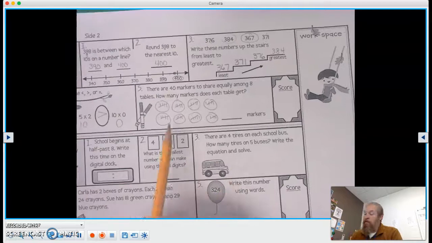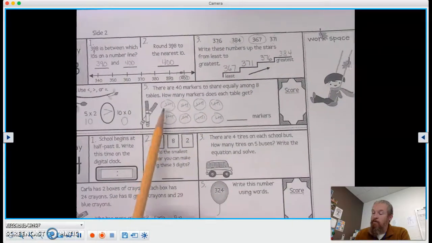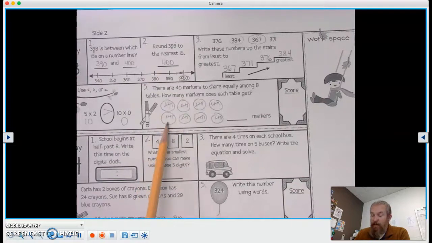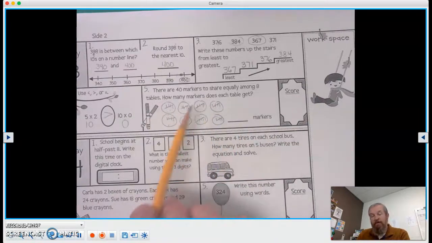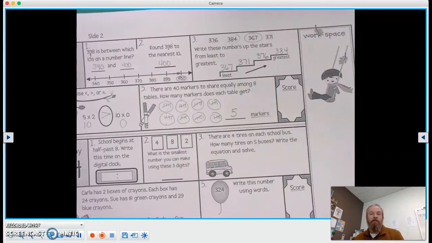All right, so each of these tables has the same number of markers, right? So there's 5 on this table, 5 on that table, 5, 5, 5, 5, 5, 5. So how many markers does each table get? 5, and the label is already done there for you.